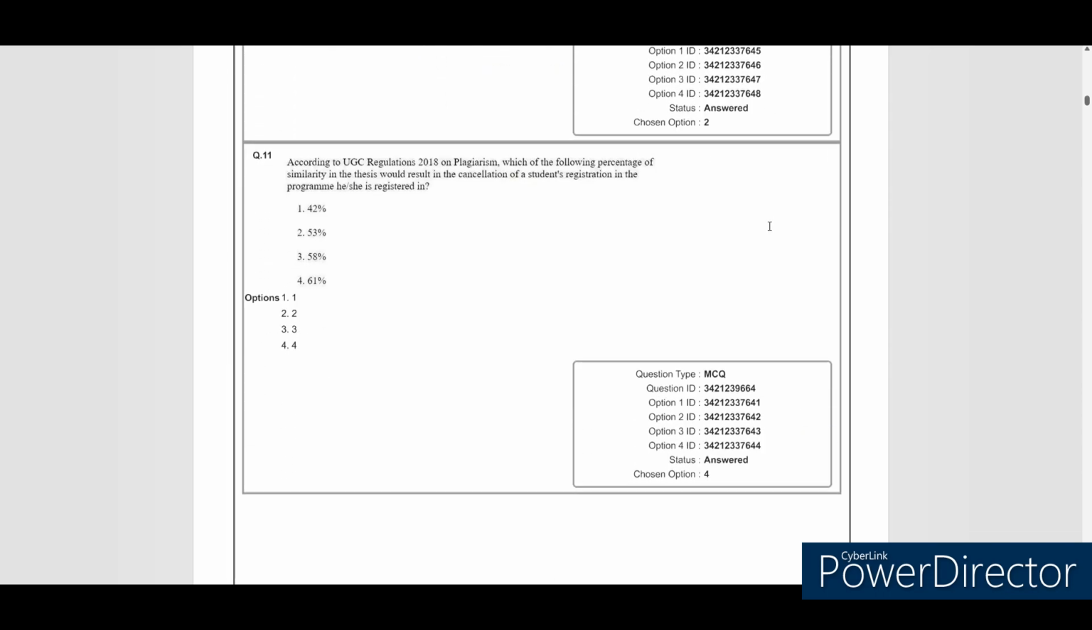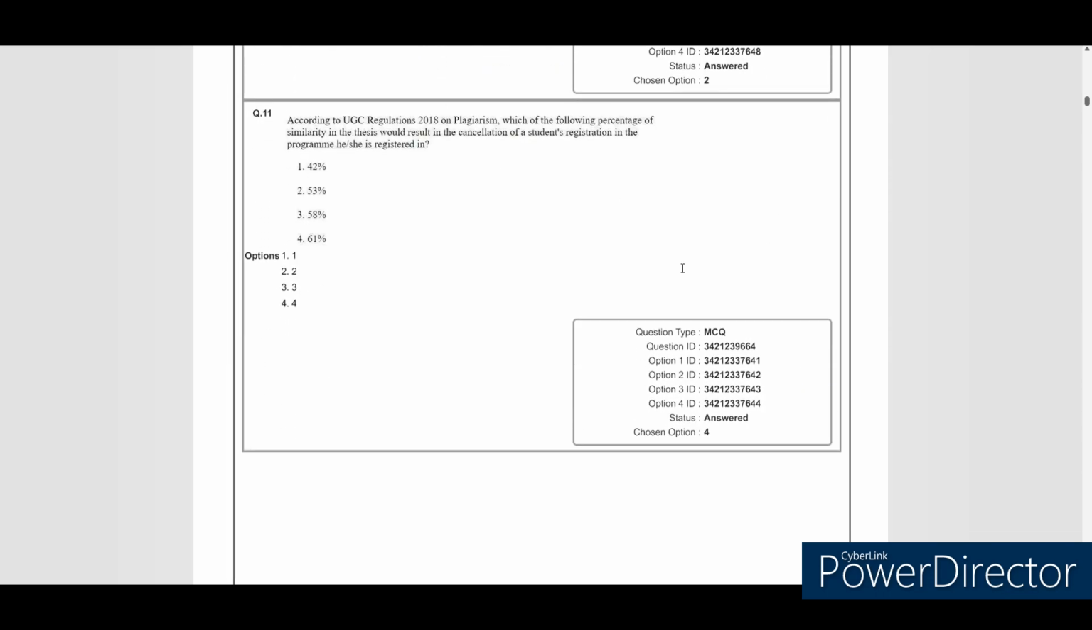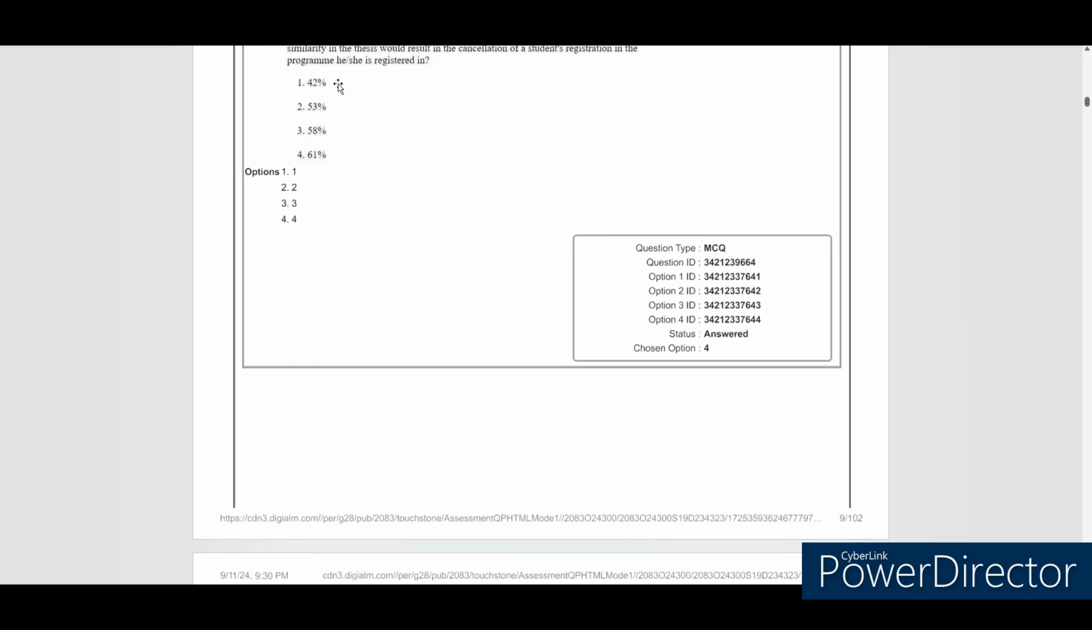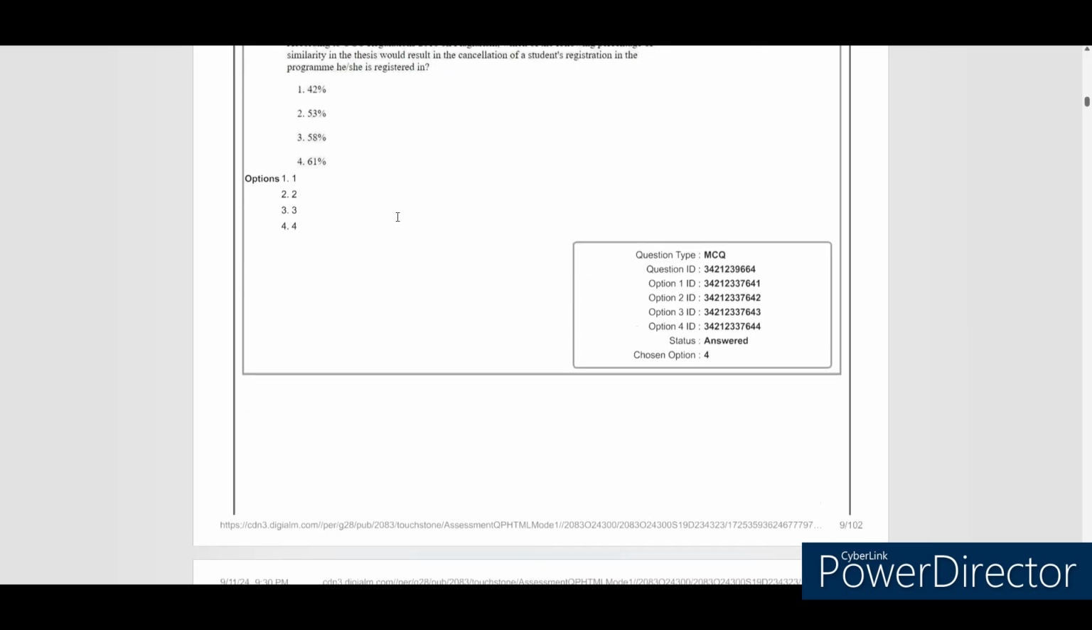Now coming to question number 11, plagiarism. I'm not going to answer this question now because the options are very close, so I will look at it at the end of the exam.